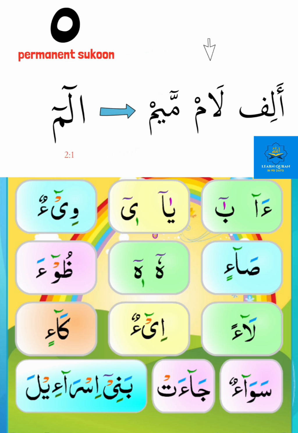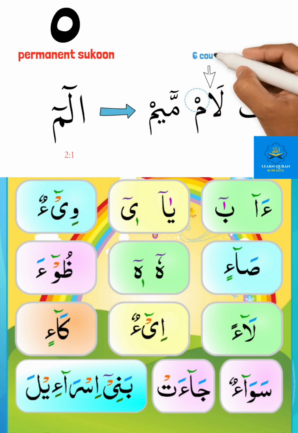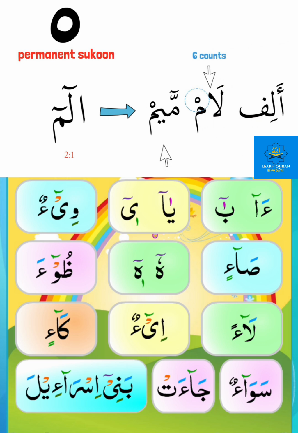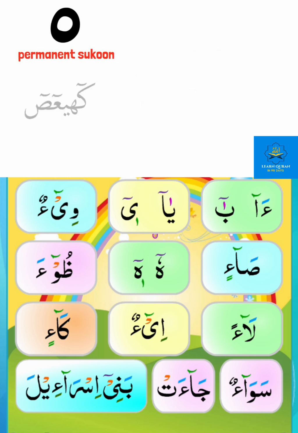Let's rewrite these letters so that we can understand. We see now that the long vowel in Lam is followed by a permanent Sukun. We lengthen it for 6 counts. The same goes for the Mim. We see a long vowel followed by a permanent Sukun. We lengthen it for 6 counts. It reads Alif, Lam, Mim.